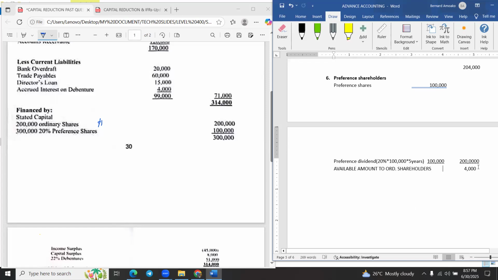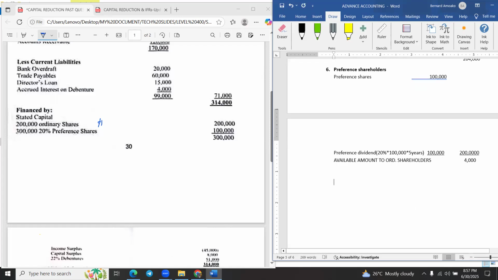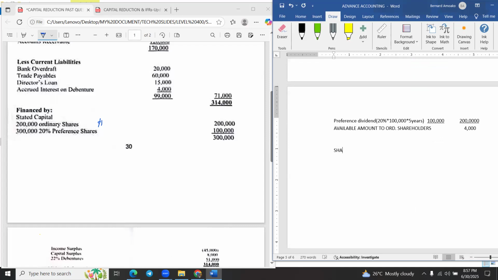All right, so this is the amount you need to share. Now, don't forget that these shareholders had contributed, so the ordinary shareholders will be equal to the 4,000 left for them to share, divided by 200,000, multiplied by 1 cedi per share. So that we'll know how much each 1 cedi per share would receive as part of what we want to give them.